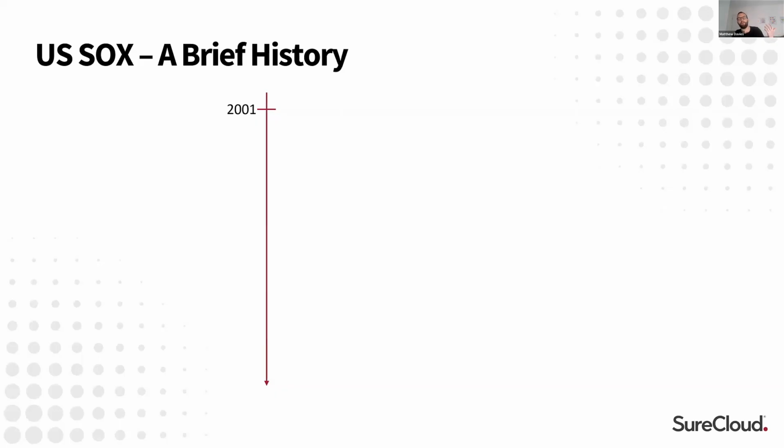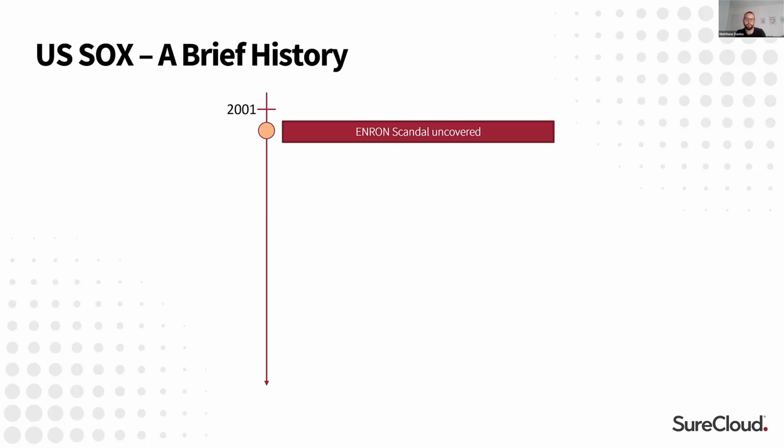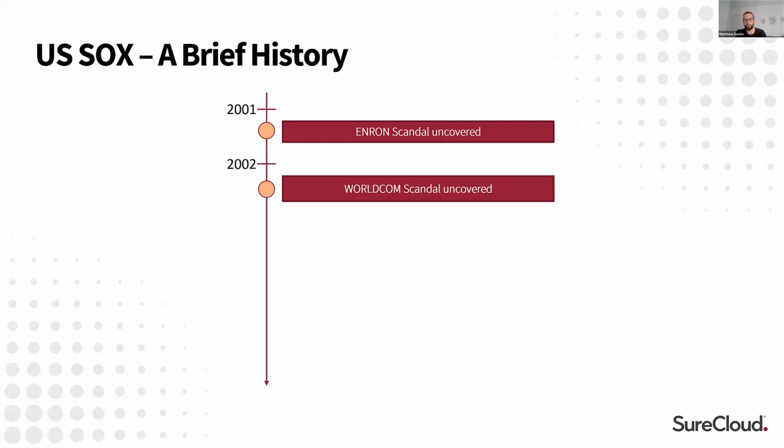So let's start with US SOX. Sarbanes-Oxley is a federal law in the US, which was brought in to give investors some assurance over financial reporting. One of the things that happened, I think most people are aware of, is the Enron scandal, where they were falsifying financial data in 2001. There's another one in 2002 with WorldCom.